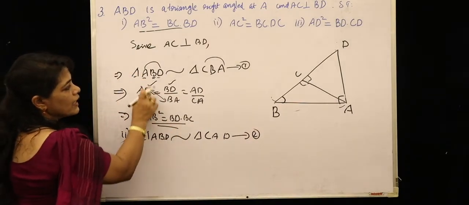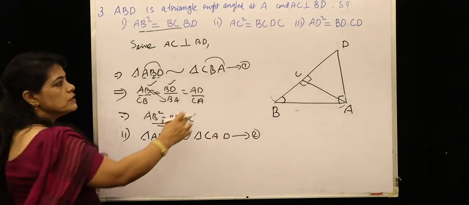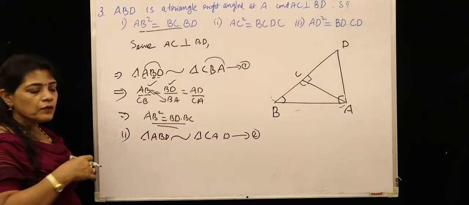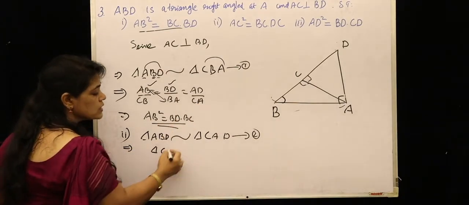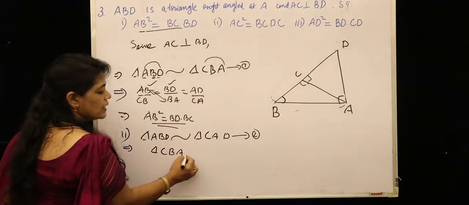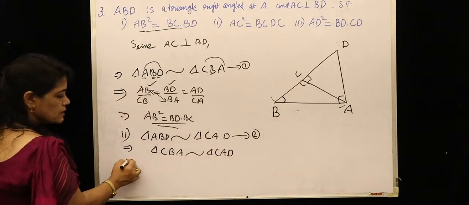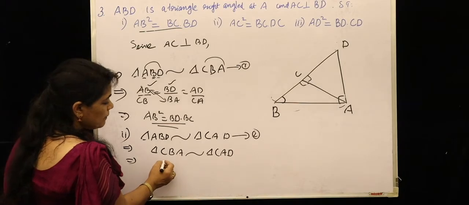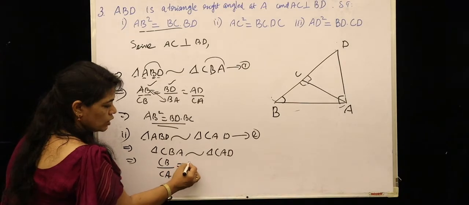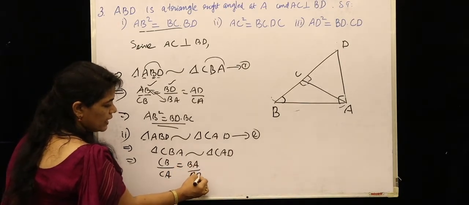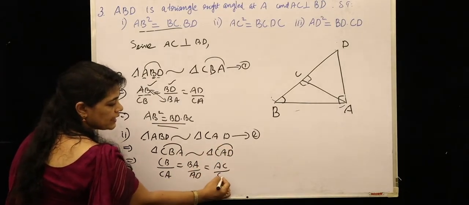See, the first and second one, ABD is similar to CBA. Here ABD is similar to CAD, which means you can equate its RHS part. That means from 1 and 2 you can write, for these triangles on both sides of the perpendicular, triangle CBA is similar to triangle CAD. Which means you will get CB divided by CA equal to BA by AD equal to AC by CD, the third ratio.